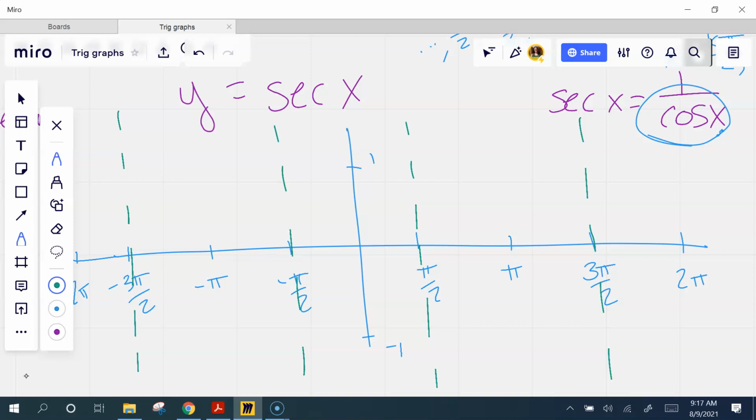But if I restrict that domain, I could be continuous, right? It is continuous on the domain negative pi over 2 to pi over 2, but it's not continuous on an infinite domain. No, your domain on this one.